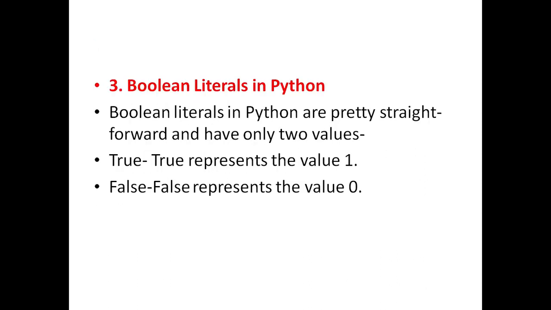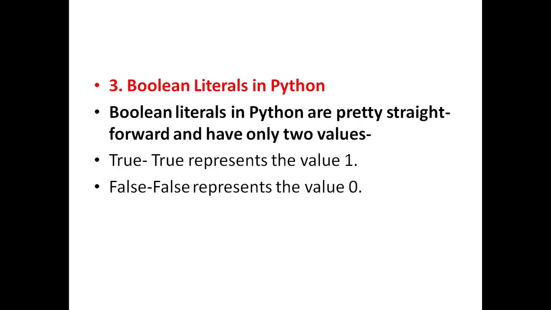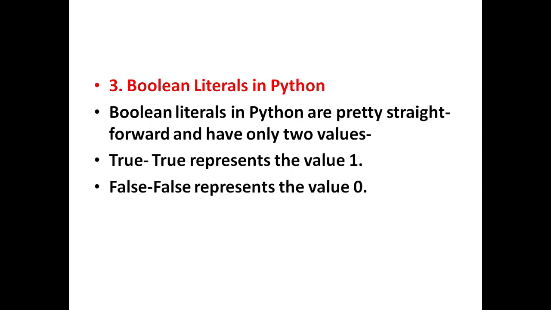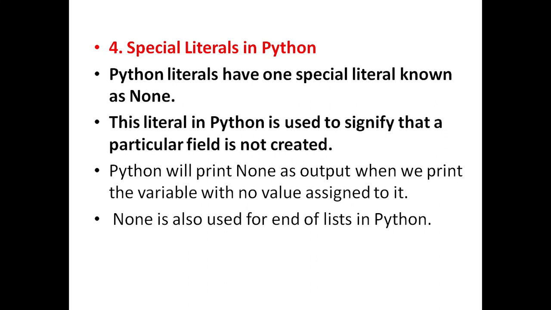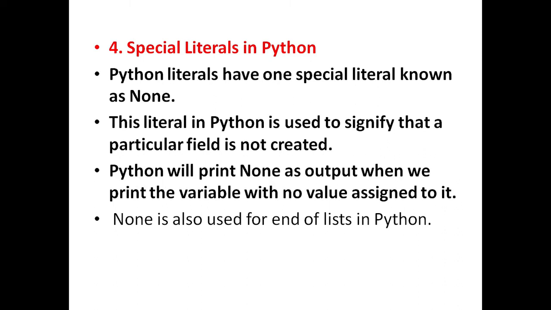Next is Boolean literals. Boolean literals in Python are straightforward and have only two values: true, which represents the value 1, and false, which represents the value 0. Python literals have one special literal known as None. This literal is used to signify that a particular field is not created. Python will print None as output when we print a variable with no values assigned to it. None is used for the end of a list in Python.